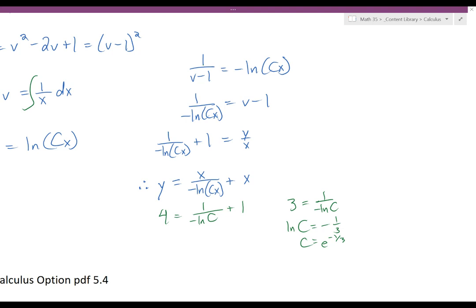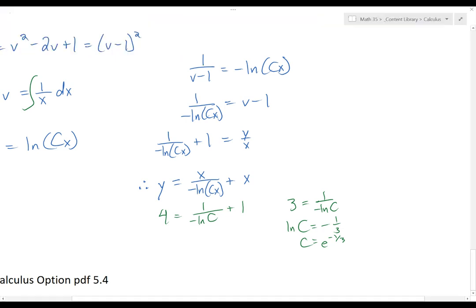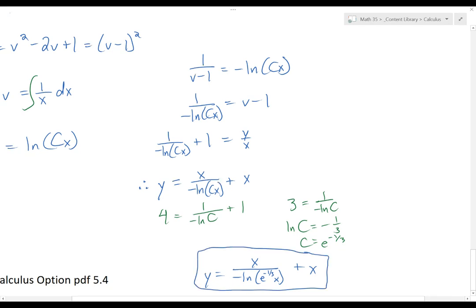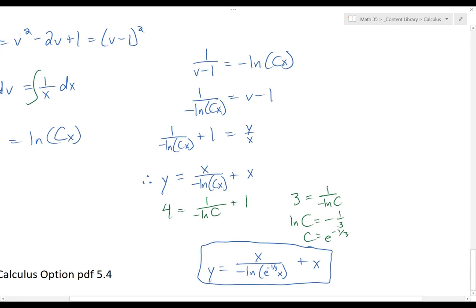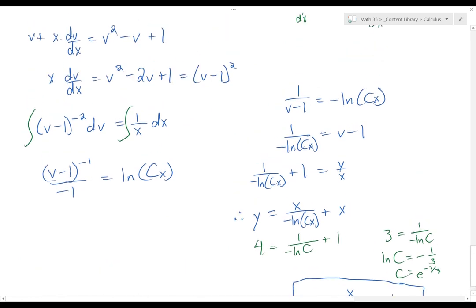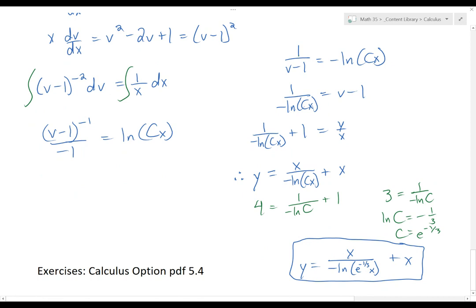That then means that what we've got is y equals x over negative ln of e to the negative 1/3 x, plus x. You can leave it this way, or you can use the log law if you like to separate that e to the negative 1/3 out again, but it's probably easier just to leave it this way. And that's basically it for this question. So you can see most of it here. There are exercises that you can use to practice these in that option PDF. It's section 5.4 of that PDF.